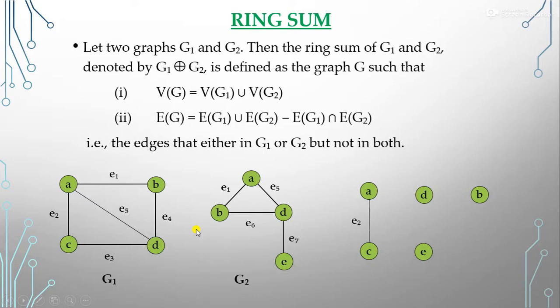So AC, that is our E2 edge. Now C to D, that is our E3 edge. Now D to B, that is our E4, and B to D, that is our E6, and D to E, that is our E7. So we include all the edges except those edges which are common in both the graphs. So this graph is the ring sum of the graph of G1 and G2. Clear how to find it?